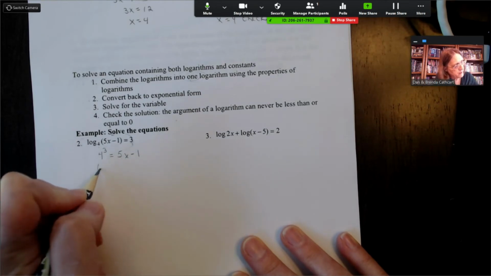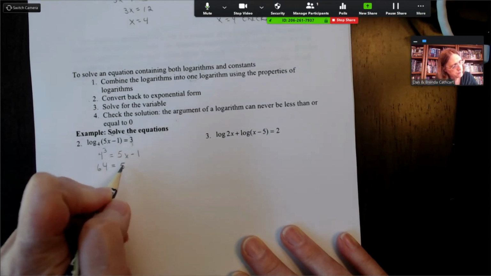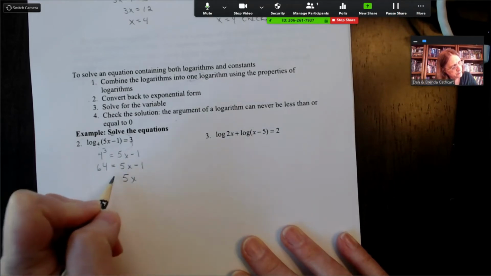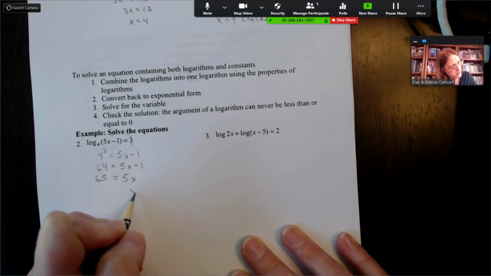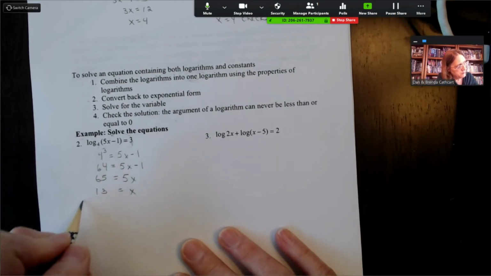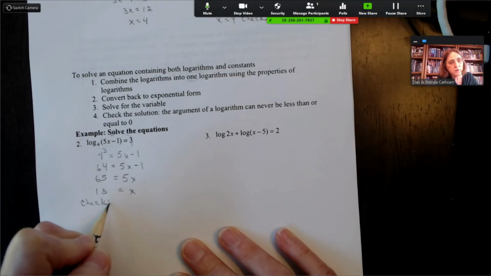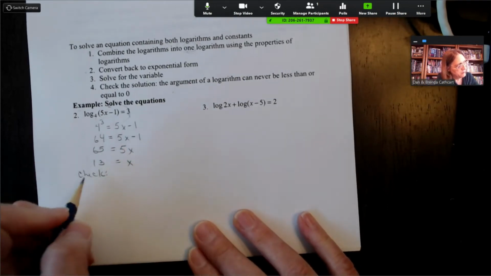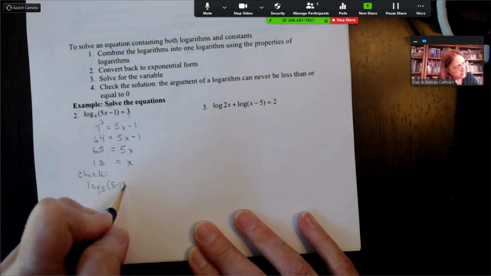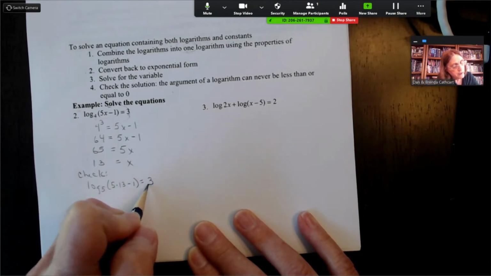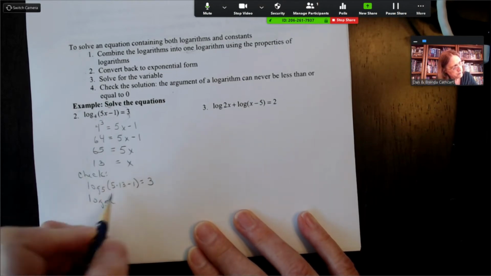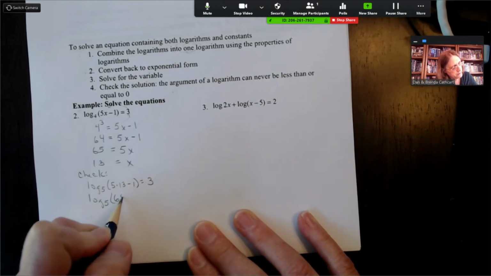Well, 4 to the third power is 64, so we have 64 equals 5x minus 1. Add 1 to both sides. 5x is 65. Dividing by 5 gives us x equals 13. And now we're going to check it in the original equation. So we're going to do log base 4 of 5 times 13 minus 1. Does that equal 3? Simplifying, 5 times 13 is 65 minus 1 is 64.